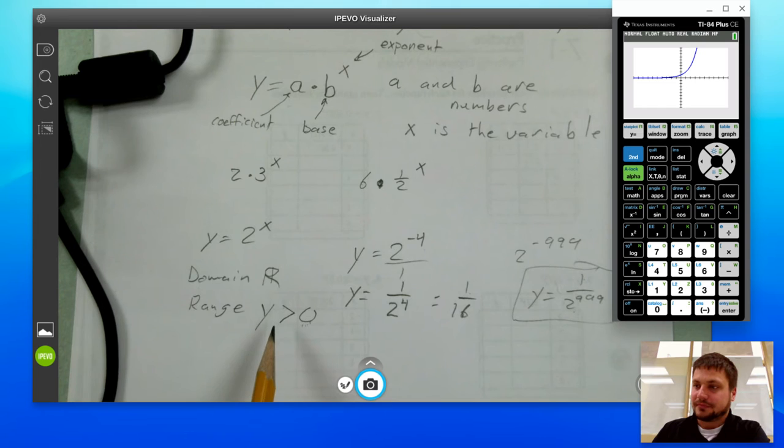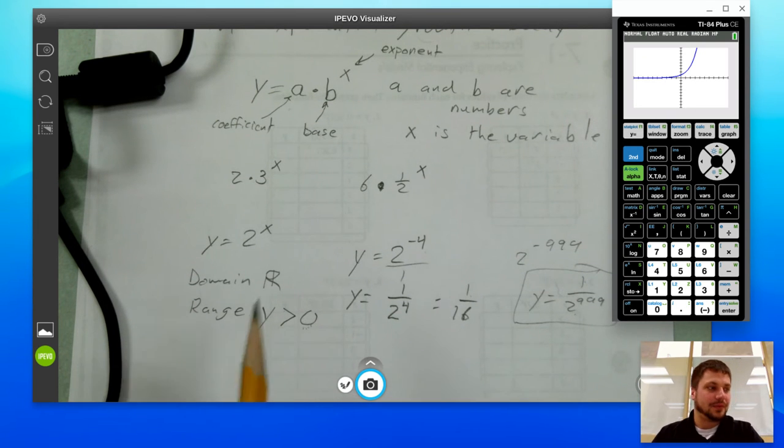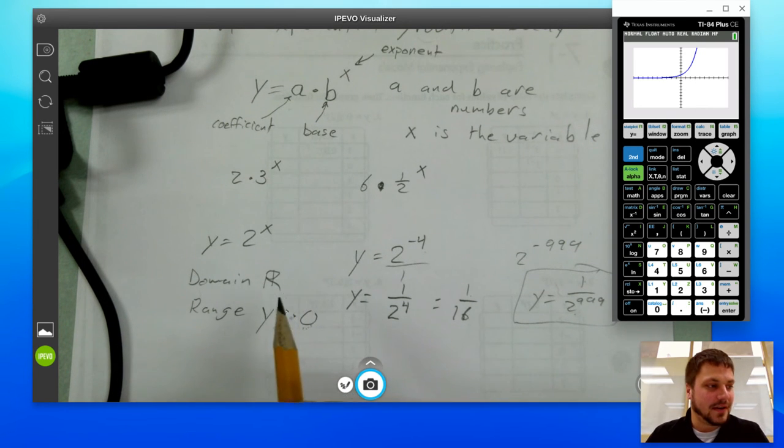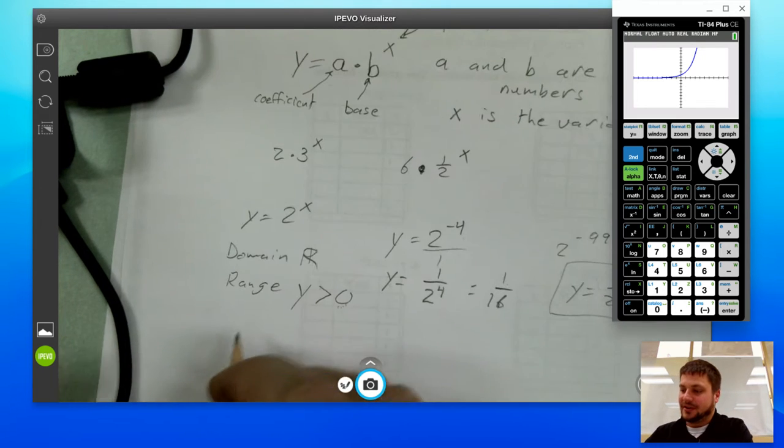Now, we can talk about how you are going to find this part of the graph where this graph is flattening out. It's getting as close as possible to zero without actually touching zero. That is what's called an asymptote.